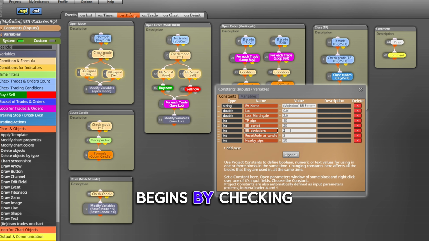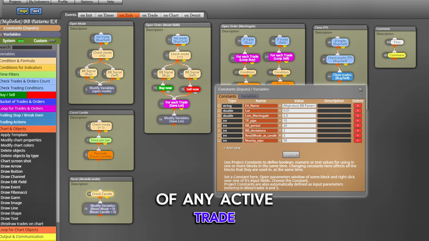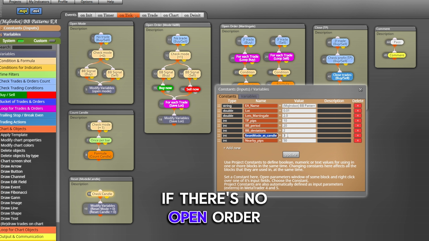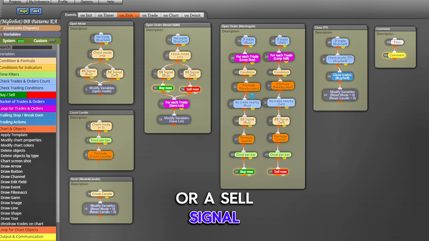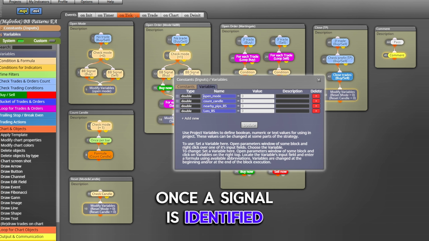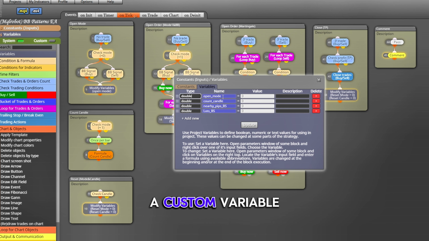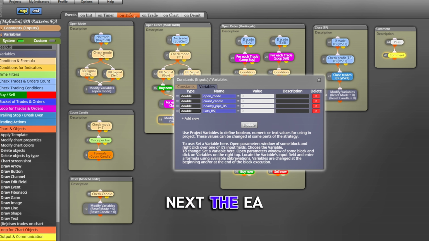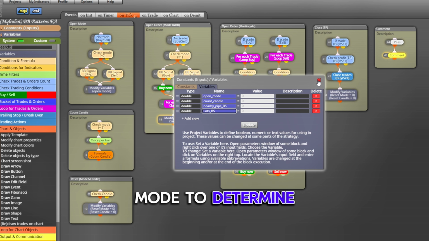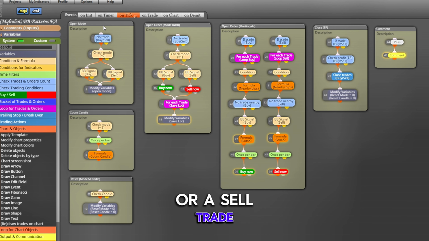The EA begins by checking for the absence of any active trade. If there's no open order, it evaluates whether a valid Bollinger Band signal has appeared, either a buy or a sell signal. Once a signal is identified, it updates the mode status using a custom variable and prepares to open a trade. Next, the EA uses the updated mode to determine whether to execute a buy or a sell trade.